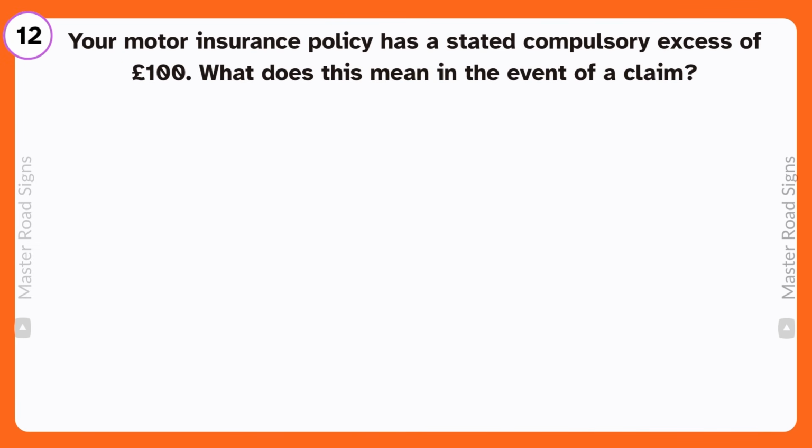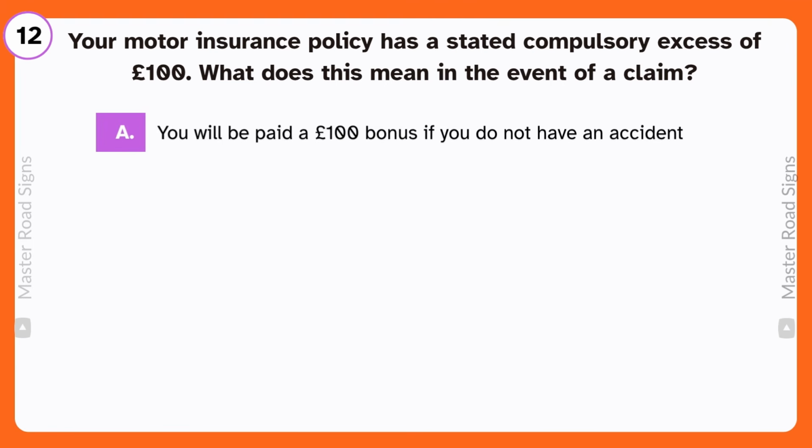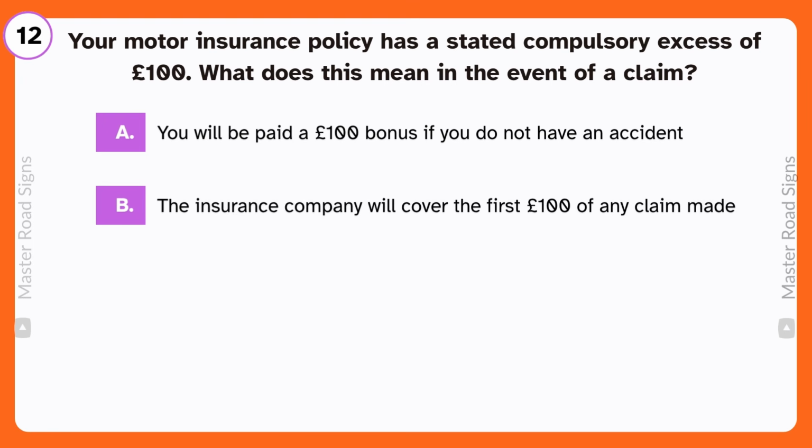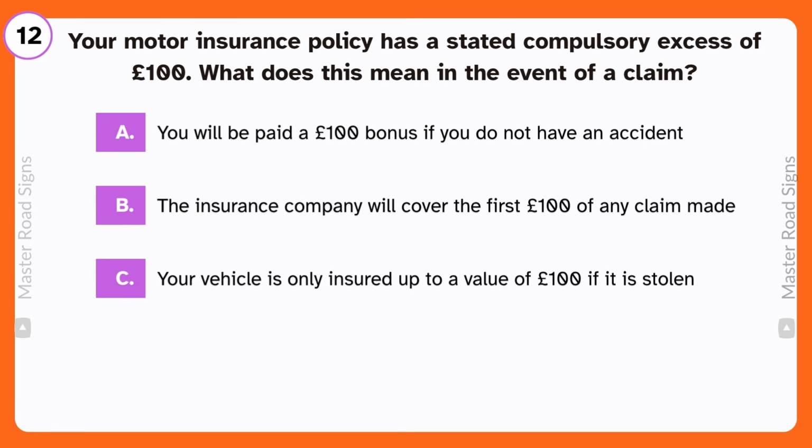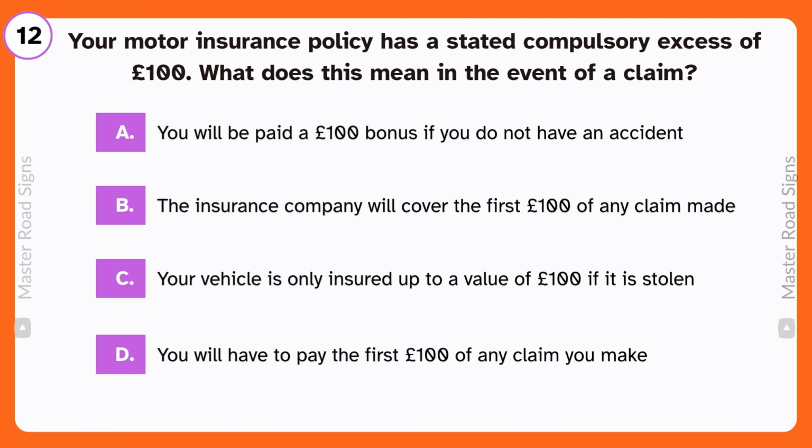Question 12. Your motor insurance policy has a stated compulsory excess of £100. What does this mean in the event of a claim? Option A. You will be paid a £100 bonus if you do not have an accident. Option B. The insurance company will cover the first £100 of any claim made. Option C. Your vehicle is only insured up to a value of £100 if it is stolen. Option D. You will have to pay the first £100 of any claim you make.